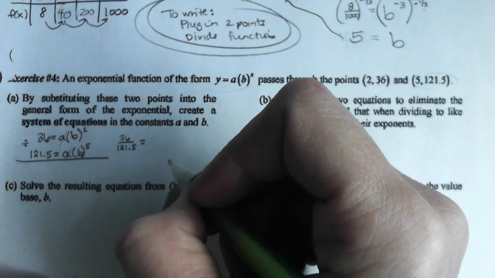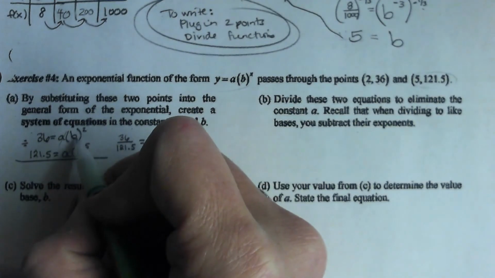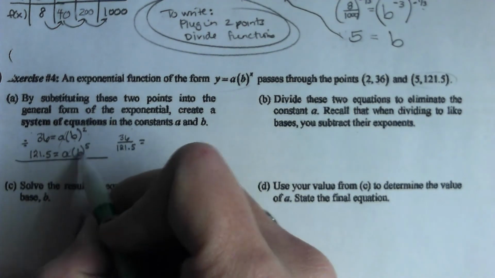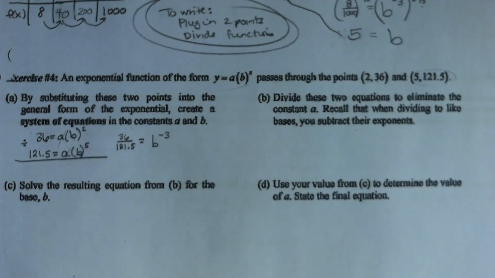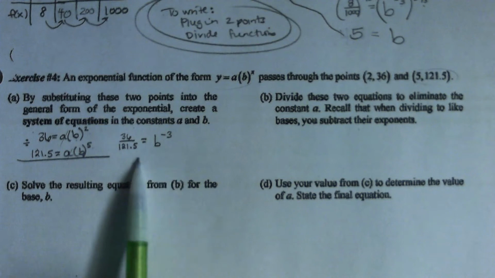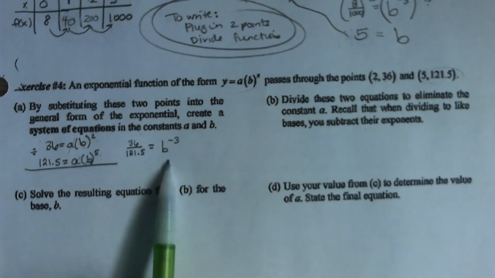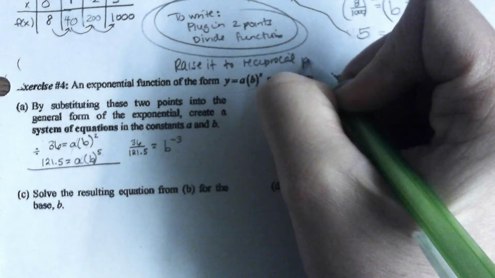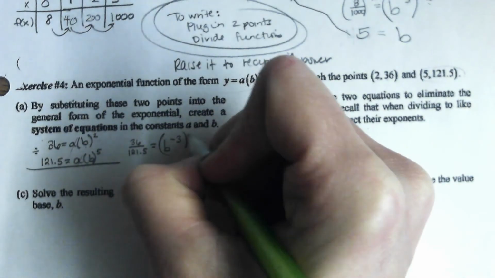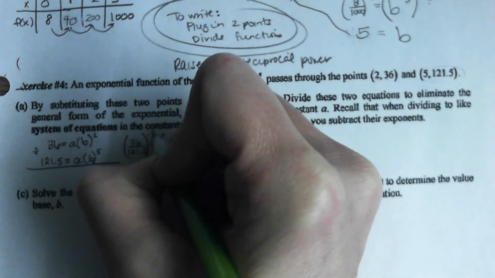No. b to the second divided by b to the fifth. B to the negative third. Very good. So far, so good. Now, Angie, what would I do to solve this for b? I don't multiply it by it, I raise it to that reciprocal power. So I'm going to raise it to the negative 1/3 power on both sides.